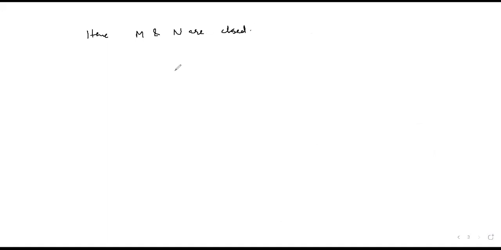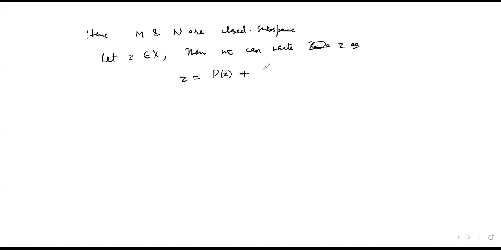Now the second thing we have to show: first we had to show that these are closed subspaces, second we can write X as a direct sum of M and N. Now let z belong to X. Then we can write z as z is equal to P of z plus z minus P of z, because z is I of z, and P of z cancels. Now P of z, I can write plus I minus P of z.